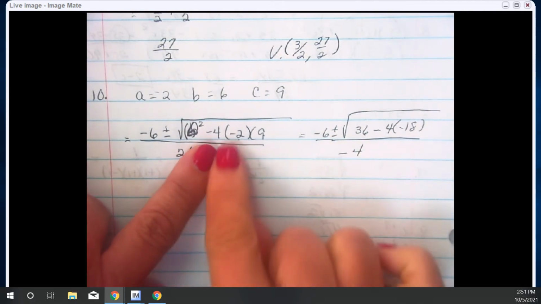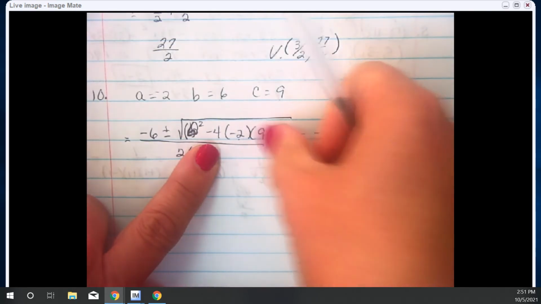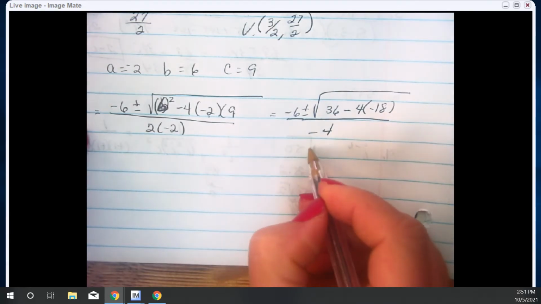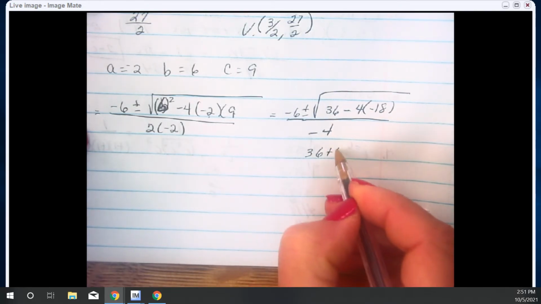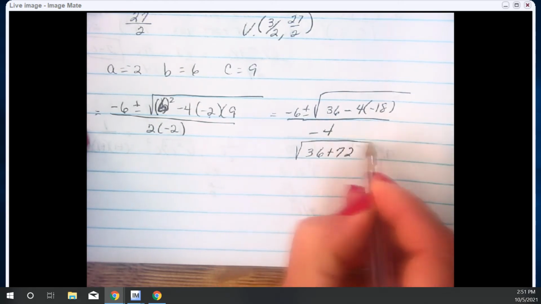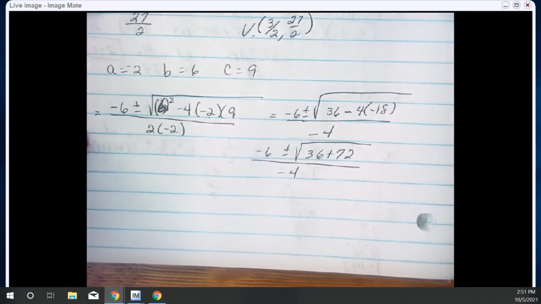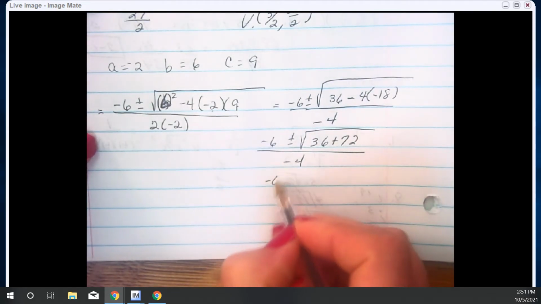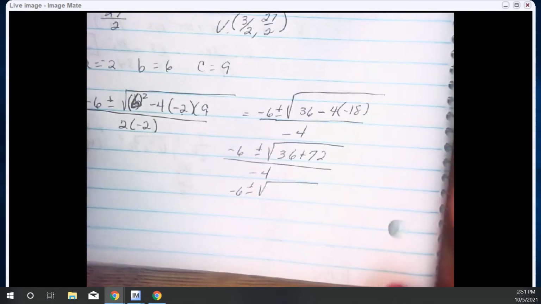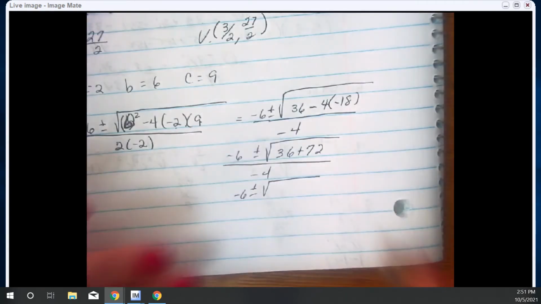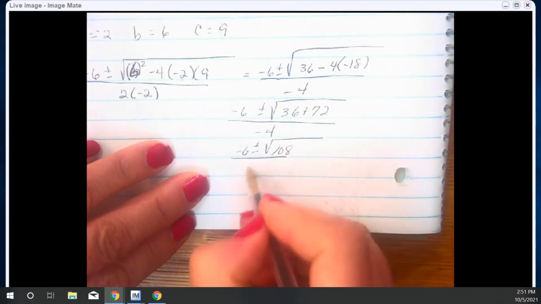You could say a negative 4 times a negative 2 is a positive 8 plus 9. Negative times negative is a positive. 36 plus 72 underneath the radical. Keep the rest of it. Negative 6 plus or minus the square root of, again, if you don't know what 36 and 72 is, come over here and do 36 plus 72. Line those up, 108. Divided by a negative 4.